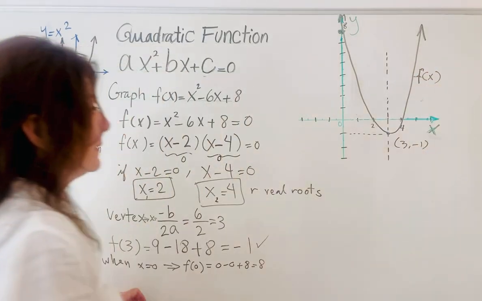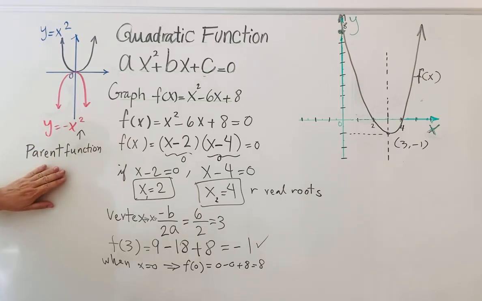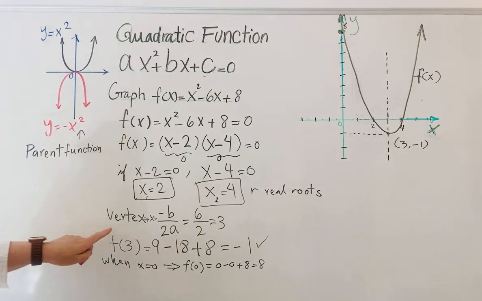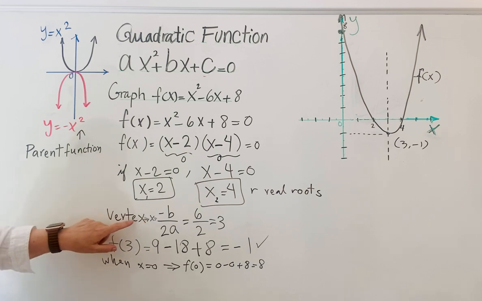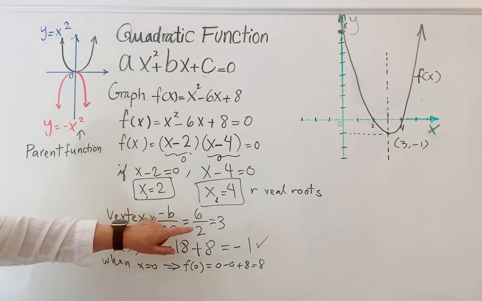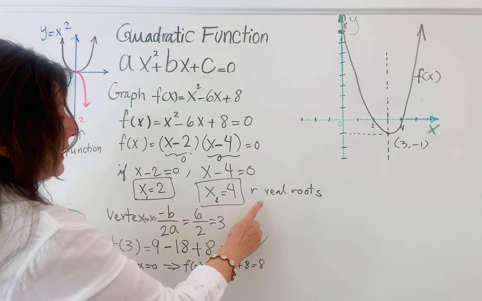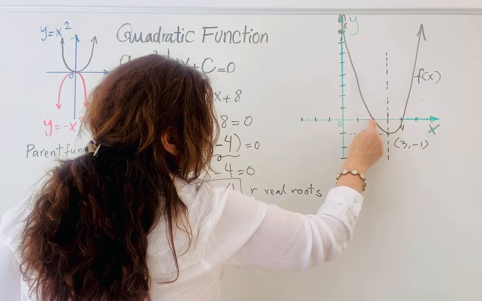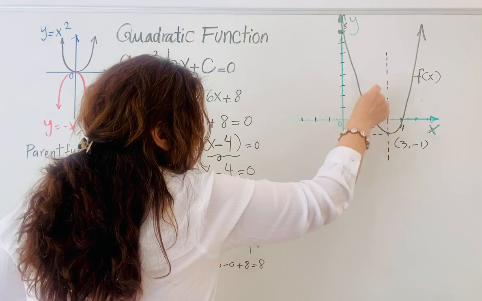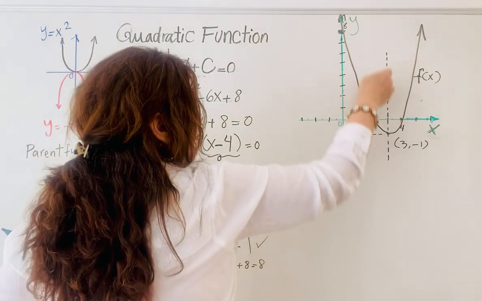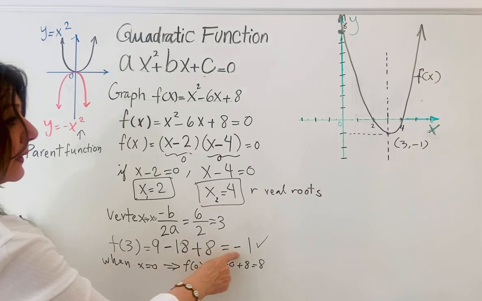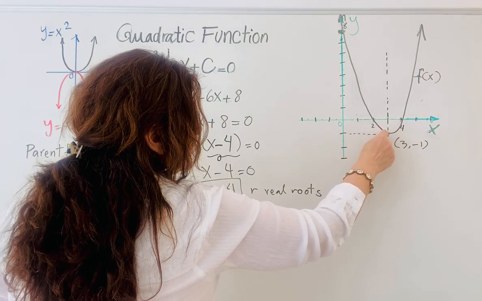Okay? Good. So this is the parent function. It helps you to just have a suggestion: is it upward or downward? But you need to find the vertex with negative b over 2a, or graphically, when you get two real roots that appear here and appear here, you can say what is between. Between we have an axis of symmetry. At this point, we found f of 3. f of 3 is negative 1. Okay, at this point we have the vertex.